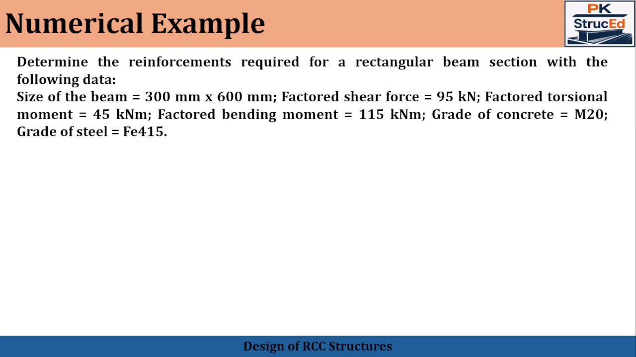Let us now look at the numerical problem given in the slide. We are given a rectangular RCC beam. Size is given as 300 mm by 600 mm. The factored shear force is given as 95 kN. Factored torsional moment is given as 45 kN meter. And factored bending moment has been given as 115 kN meter. The materials used are M20 concrete and Fe415 steel. So we are required to determine the reinforcement required for this beam section.